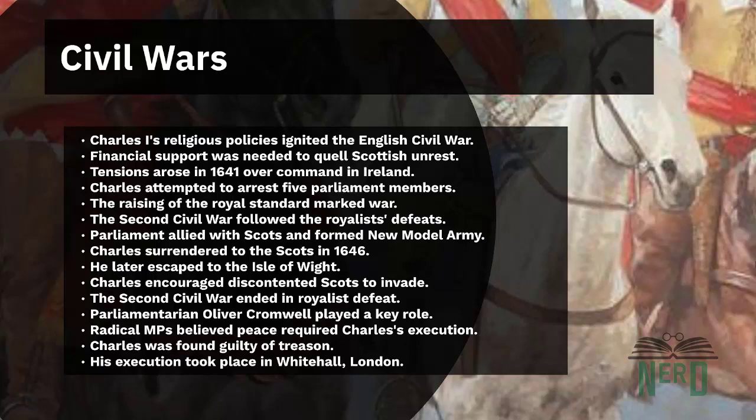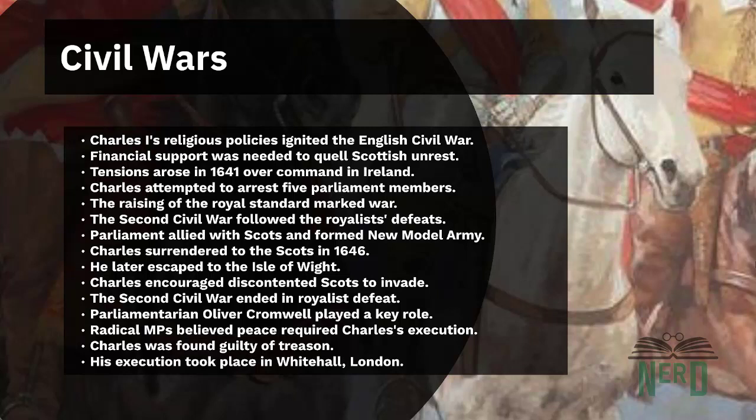Subsequently, the Second Civil War ensued, and the Royalists suffered defeats in 1645 to 1646, primarily due to Parliament's alignment with the Scots and the formation of the New Model Army. In 1646, Charles surrendered to the Scots, who later handed him over to the Parliament. Charles managed to escape to the Isle of Wight in 1647, where he encouraged discontented Scots to invade. This Second Civil War concluded within a year with another Royalist defeat under Parliamentarian General Oliver Cromwell's leadership.